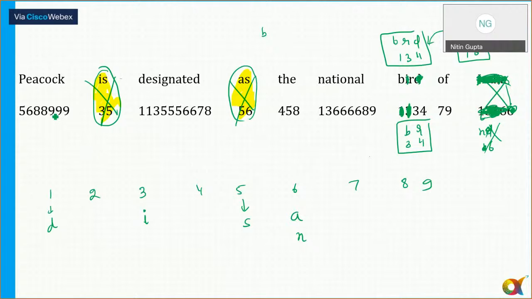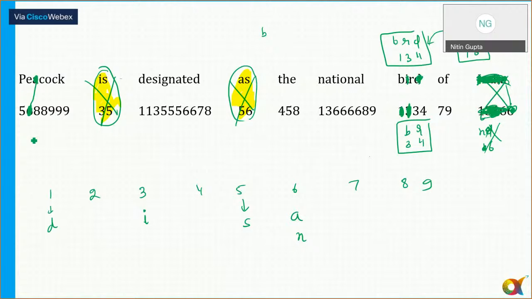So anything is here. So 5, 6, 8 and 8 and 9, 9, 9. So 5, 6, 6 is for A and 9. So 6 is A. So peacock, cancel by 6. That is done. About P and E, we have not identified the code till now.